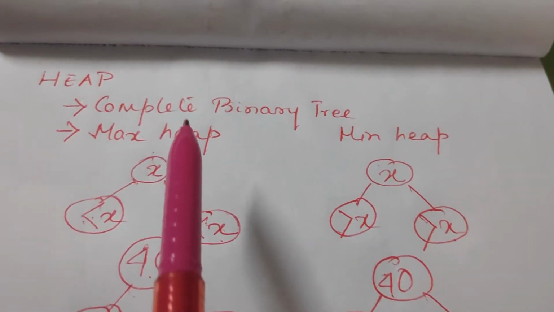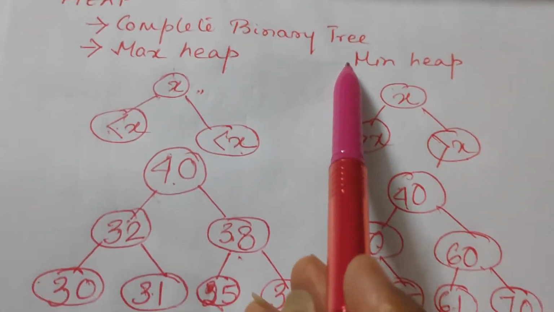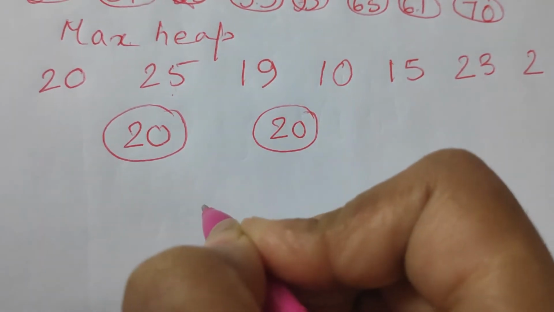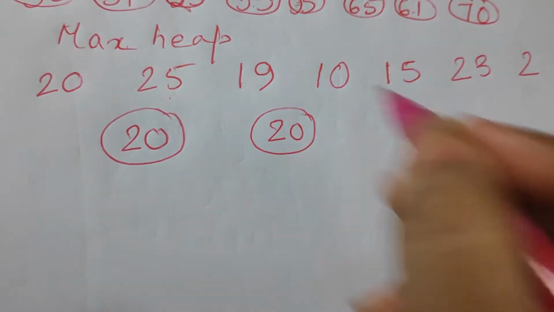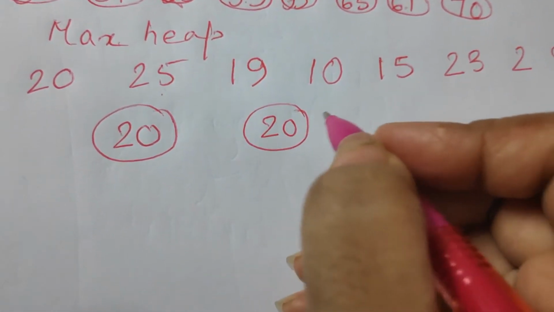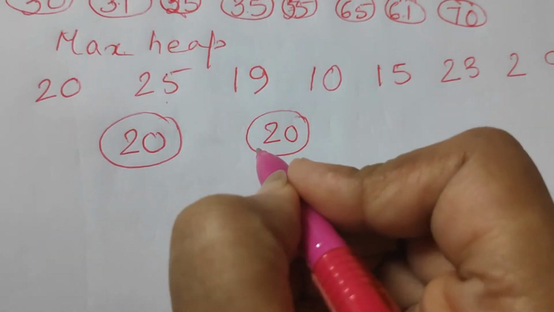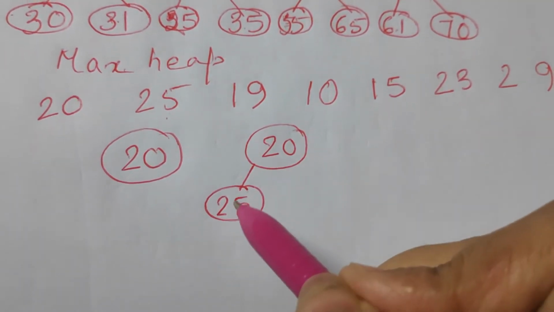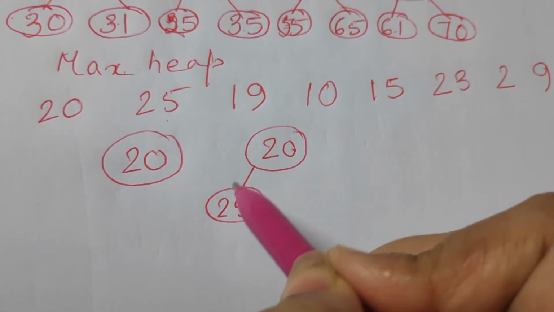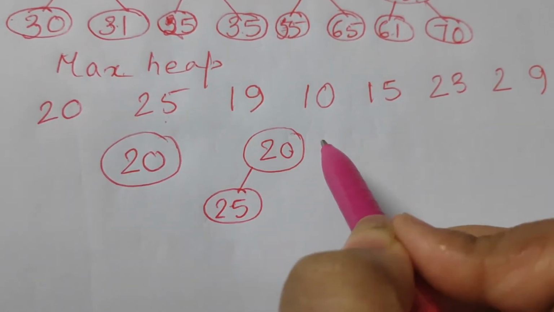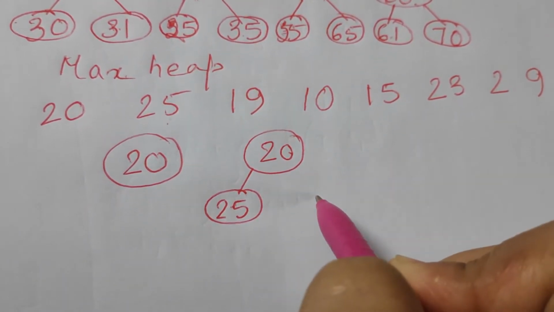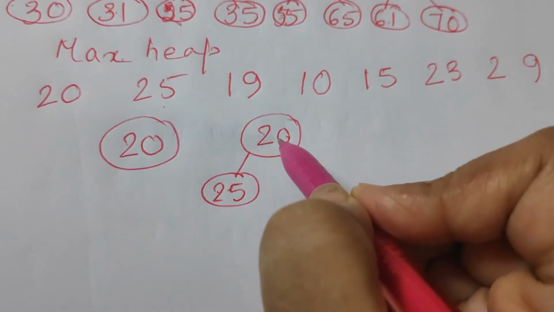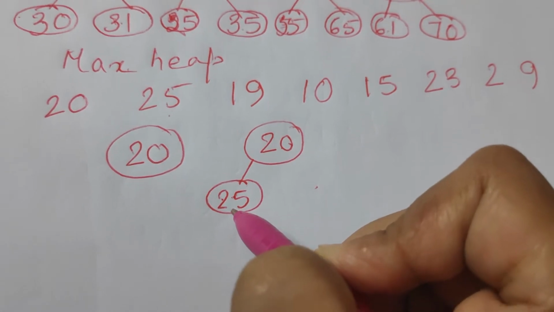Now heap is a complete binary tree. So we know that in a complete binary tree, the left child node has to be populated first, correct? So 25 will become the left child of 20. Until and unless a node has a left child, you cannot put a node in its right child. That is the rule of a complete binary tree. So 25 has to be the child node.